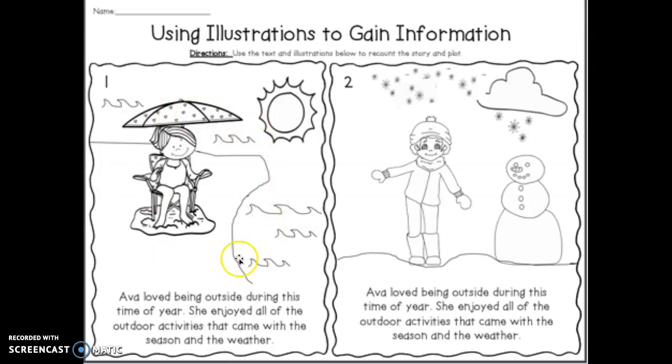Story number 1. Ava loved being outside during this time of year. She enjoyed all of the outdoor activities that came with the season and the weather.